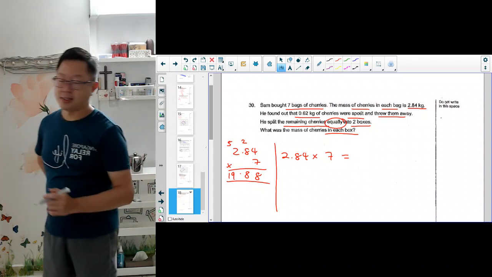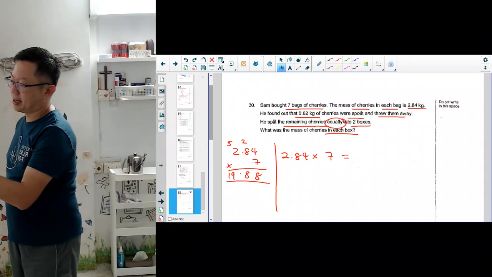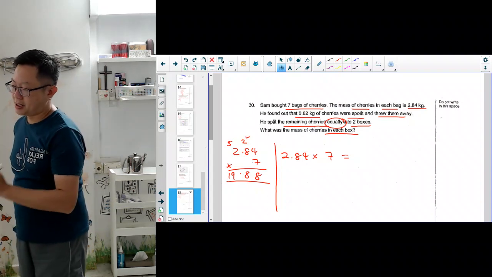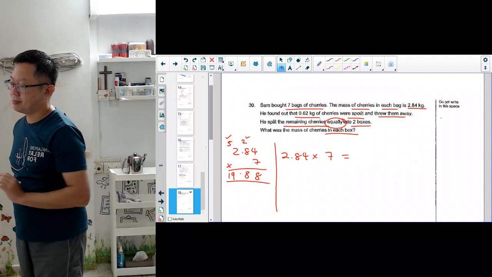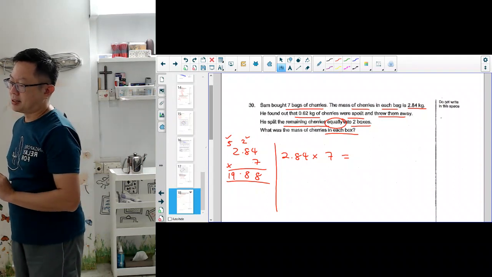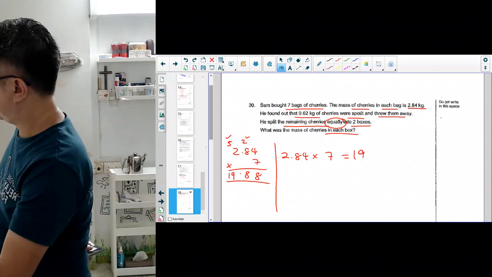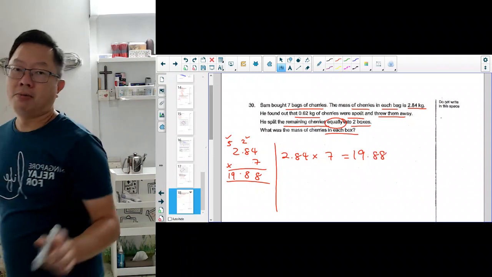Right? So let's double check. 4 times 7, 28. You carry 2. And then 8 times 7, 56. Then plus 2, you carry 5. Right? And then 2 times 7, 14 plus 5 is 19. So what is the total mass of cherries? Which is 19.88. Then what happened later?